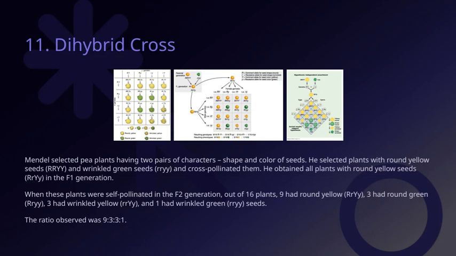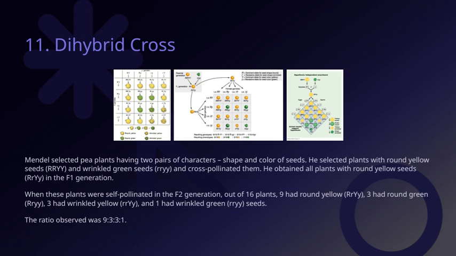Now, let's look at the ratio observed in this F2 generation, which was 9:3:3:1. This ratio is very significant because it reflects the underlying principles of inheritance. When these plants were self-pollinated, out of every 16 plants, 9 showed round yellow seeds, which we denote as R_Y_. 3 had round green seeds, R_yy, 3 had wrinkled yellow seeds, rrY_, and just 1 had wrinkled green seeds, rryy. This pattern isn't random. It's a clear indication of how two traits, seed shape and color, segregate independently.